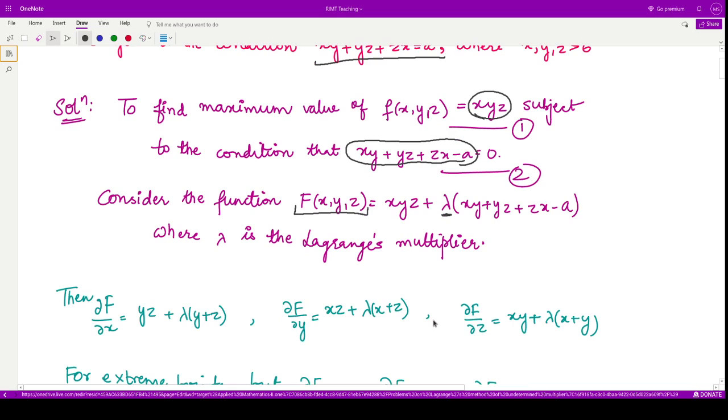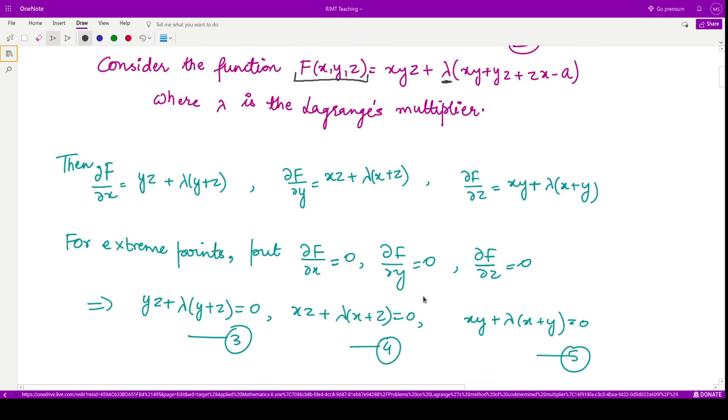So once you have this function, the next task is to compute the first derivatives with respect to x, y and z. So that means you compute the derivatives. They are yz plus lambda times y plus z when you differentiate it with respect to x. I hope this is clear to you now. How do you compute the partial derivatives? So you compute the first derivative with respect to x, with respect to y and with respect to z, and then you set it equal to 0. So that you have these three equations, equation number 3, 4 and 5.